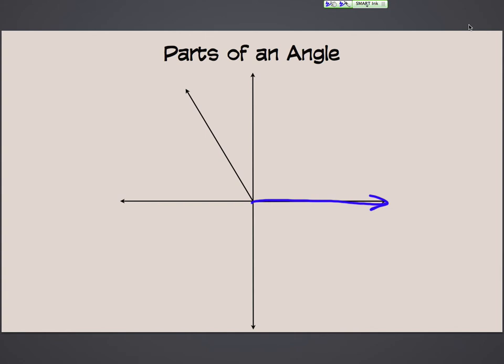So I've got my initial side, I've got my terminal side, and then you have to show me the rotation. Right now, the way this angle is sitting, I don't know how big it is because I don't have any rotation. I don't know if it's a positive angle, I don't know if it's a negative angle, I don't know how big it is. You've got to show me rotation. If I wanted a positive angle, you would show this rotation. If I wanted a negative angle, I would show that rotation.